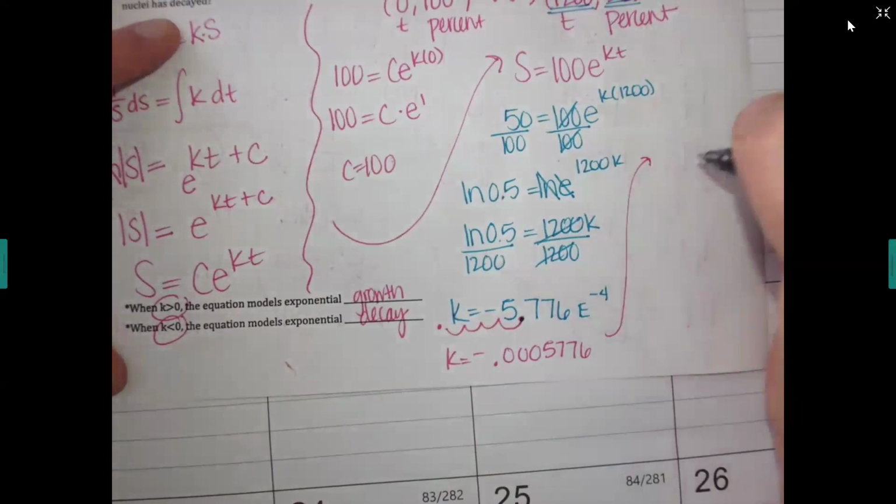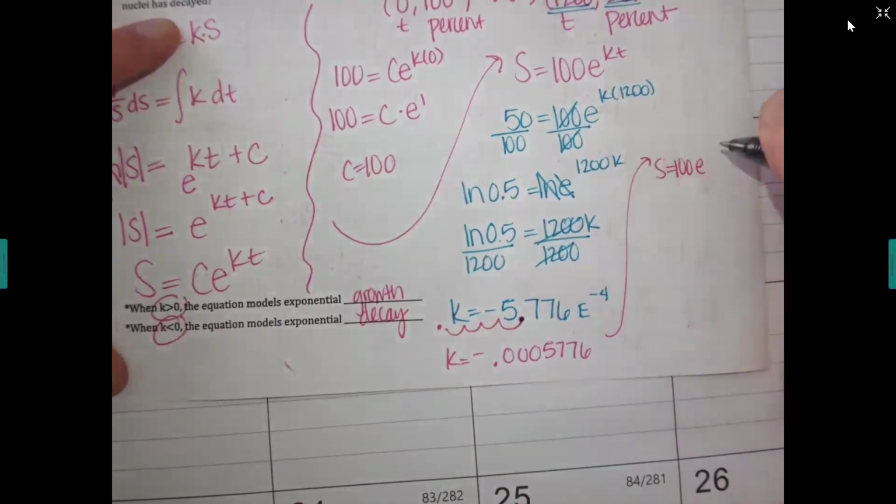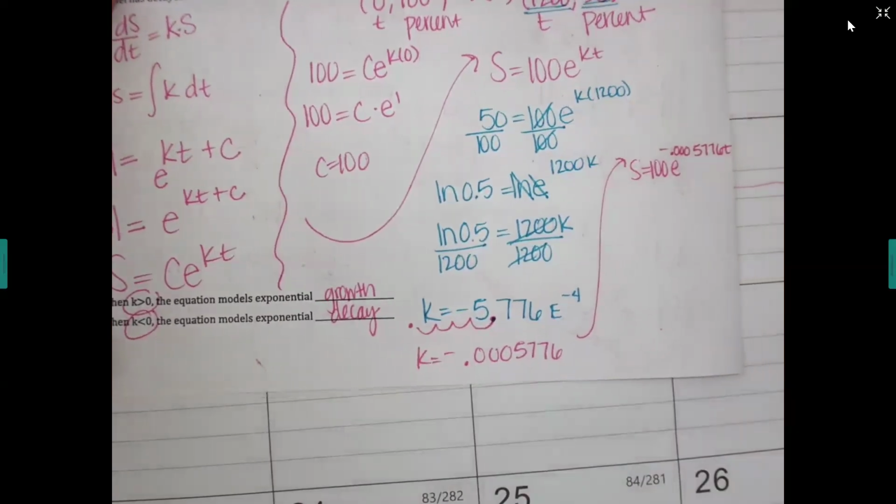All right, so we have our model. S equals 100e to the negative 0.0005776t. And then from there, they say find the age of a sample where 10% has decayed. Question, should I put a 10% for my sample size? No, if I want 10% to decay, how much of this sample do I want present? 90. Does that make sense? Because if I want 10% to be gone, I need this to be a 90.